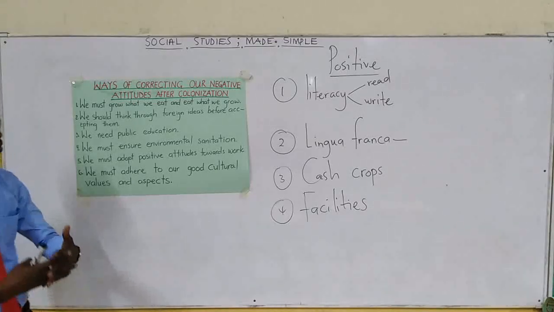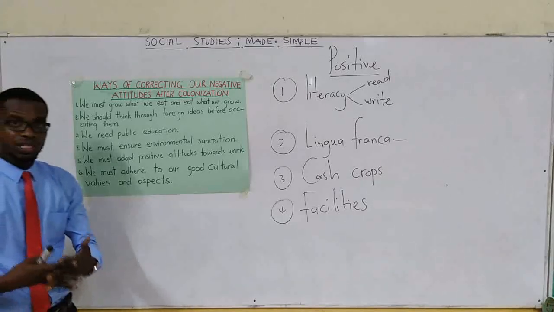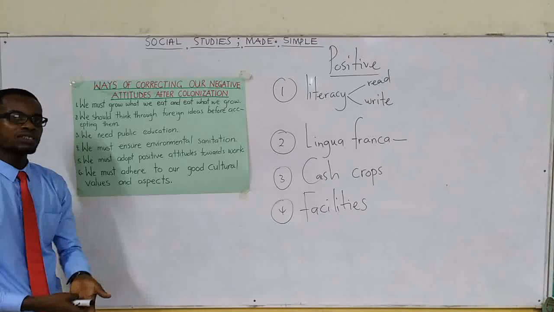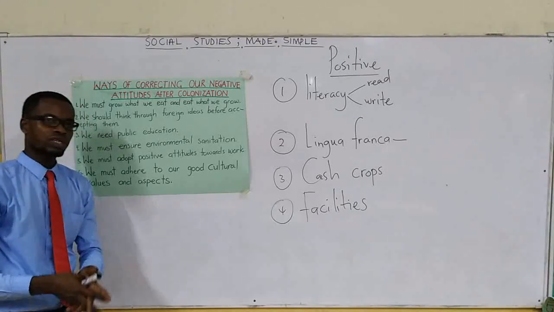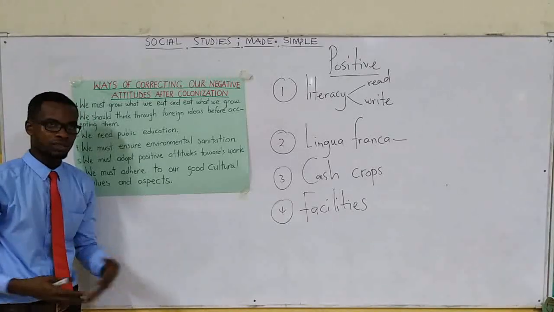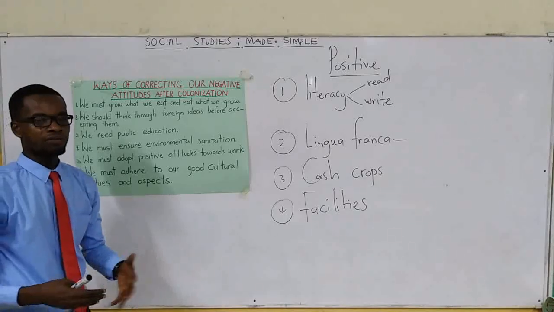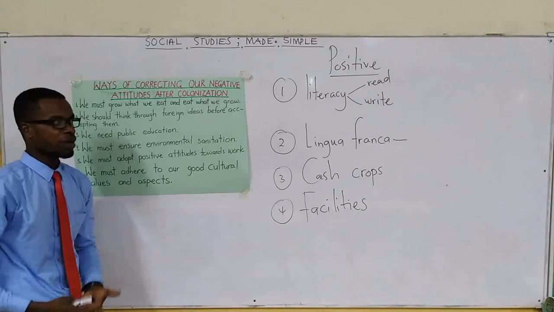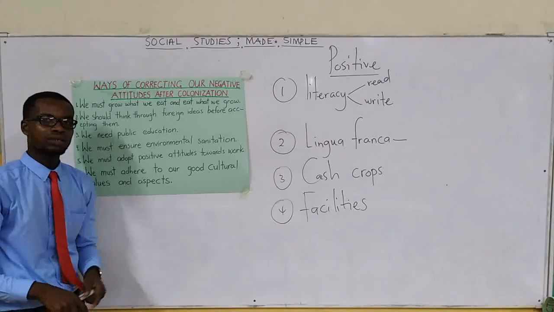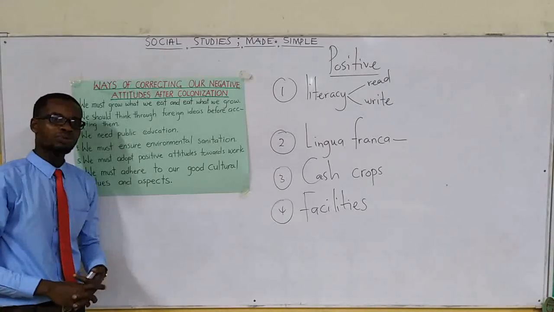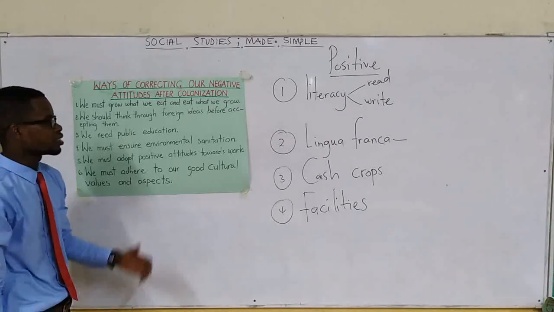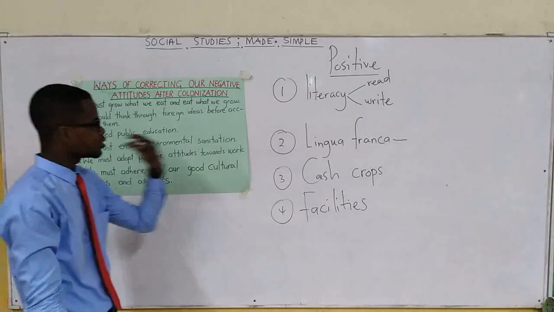So, point number one, we must grow what we eat and eat what we grow. Sounds like a song, but it's a serious issue. Since we have developed this for foreigners, we have to get back to our own products. Yes, things that are locally produced here in Ghana. Let's grow them and eat what we grow.